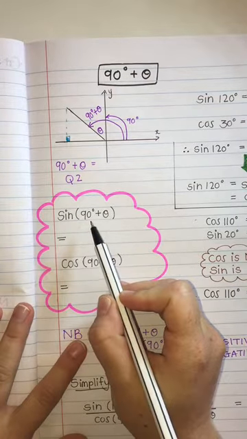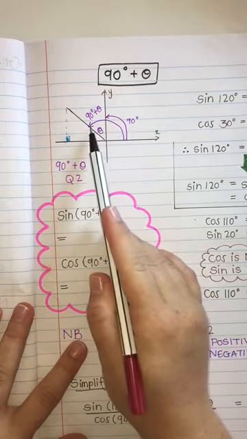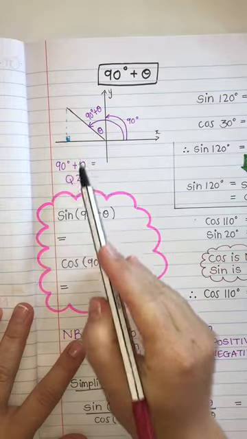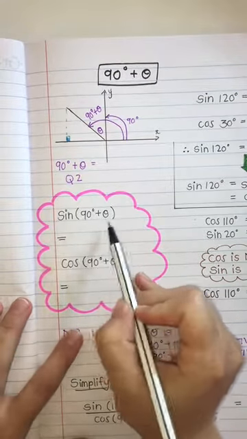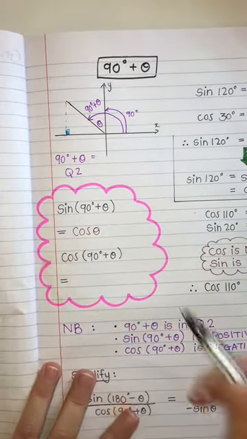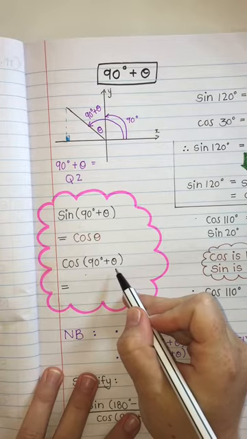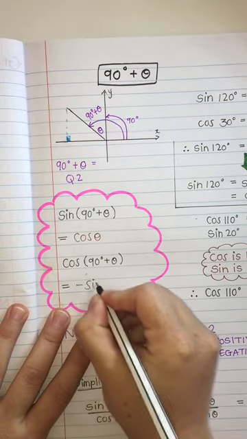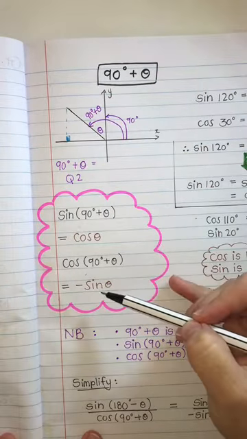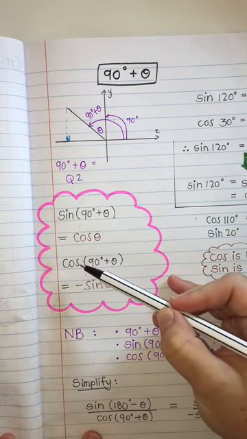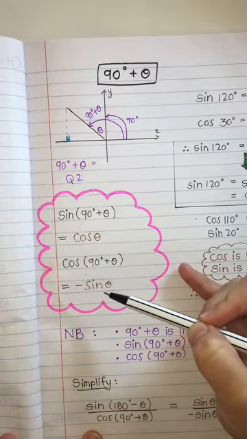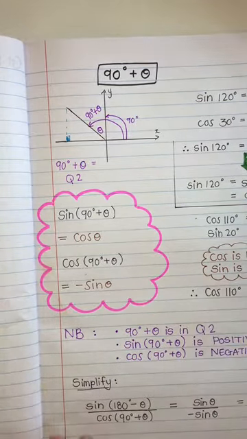Sine of 90 degrees plus theta, second quadrant, CAST. So sine is positive. So that will be exactly the same as cos of theta. But cos of 90 degrees plus theta will be negative sine of theta. Why? Because cos is negative here. And you're not going to look at your answer. You look at what they ask. This is cos, so you must have a negative answer, and it will be the same as sine of theta.